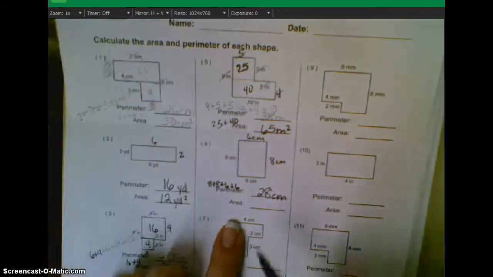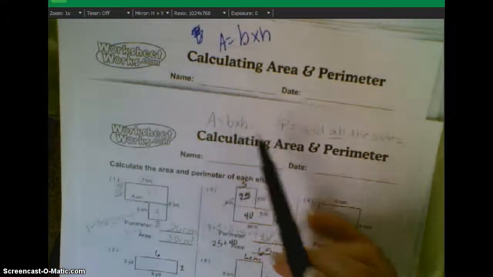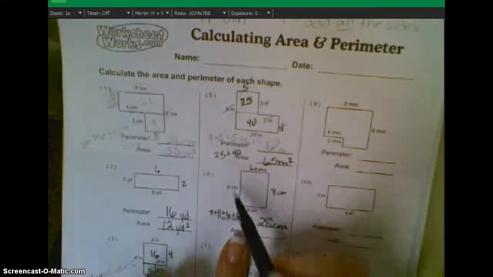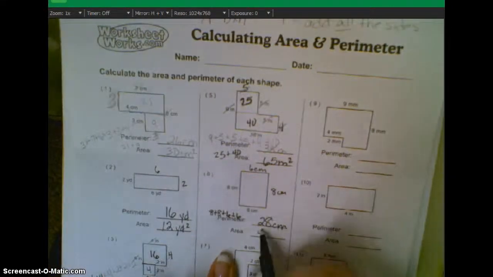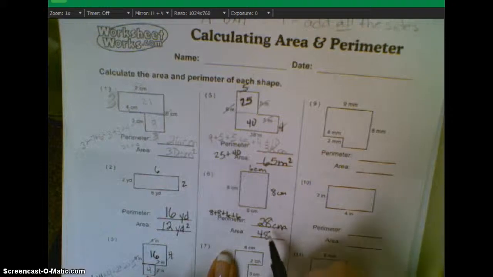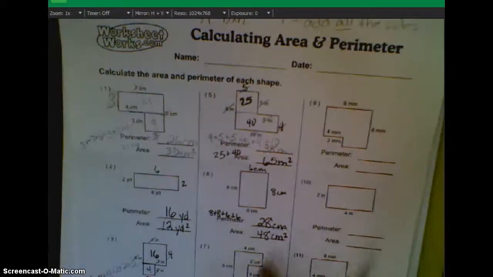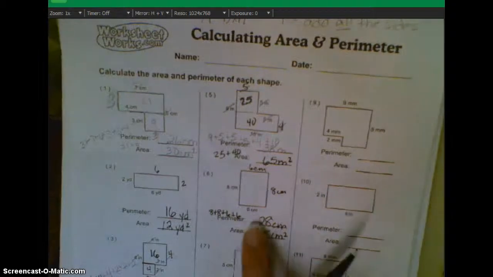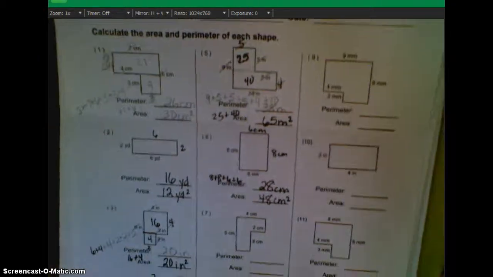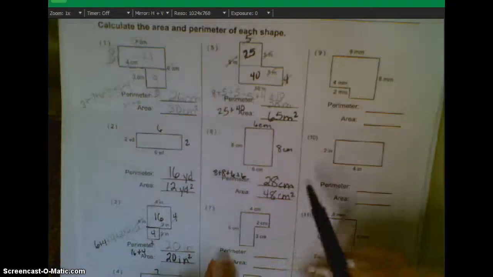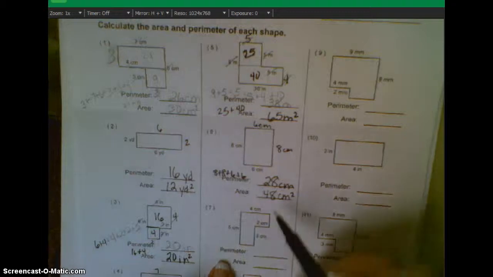And then to find my area, remember that's our base times height. 8 times 6 is 48, and we did centimeters times centimeters, so we're calling it centimeters squared. Keep that in mind when you're multiplying centimeters by centimeters, because next week when we start volume, you're going to have to multiply an additional number.